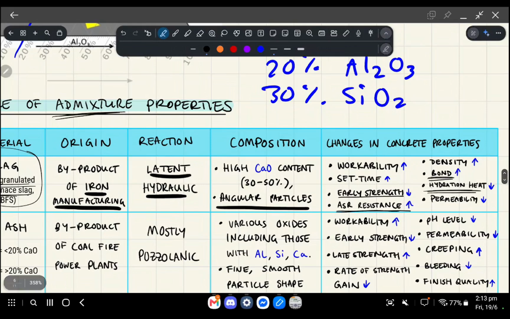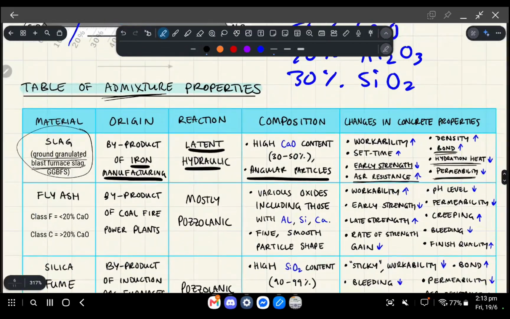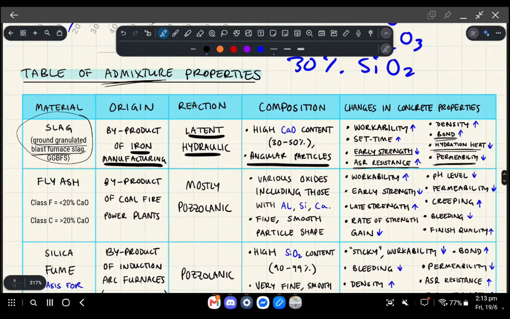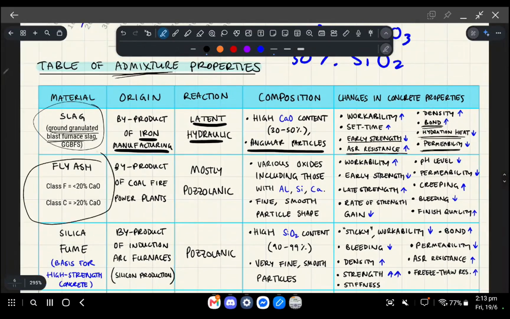Hydration heat is reduced, which is generally good. And then the permeability is decreased, so there's less voids. Anyway, a lot of these are not really pros or cons, they're mostly neutral. But they'll change the ratio of aggregate and water and stuff that you add in. All right. So fly ash.